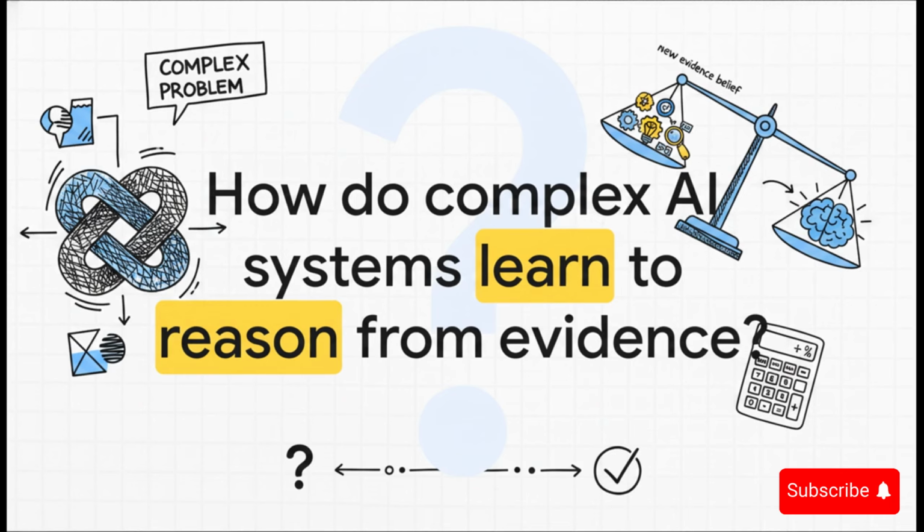But this isn't just a math trick. This is a foundational technique for how AI systems actually learn and reason. You know, when an AI system is diagnosing a disease or filtering spam from your email, it's doing a much, much more complex version of this exact process, taking in new evidence and updating its beliefs about the world. It all comes back to this one simple, powerful idea: weighing the evidence.